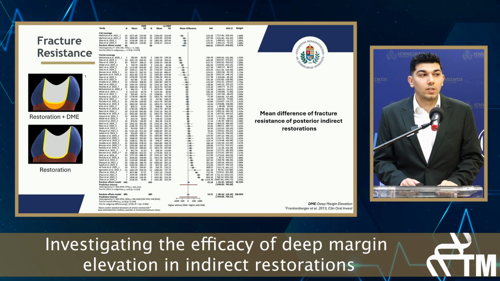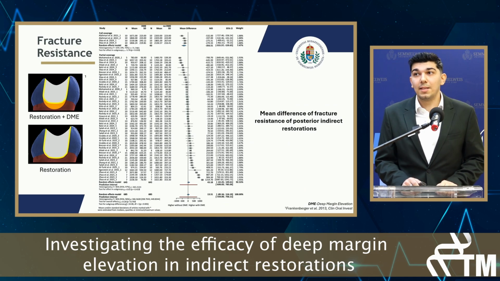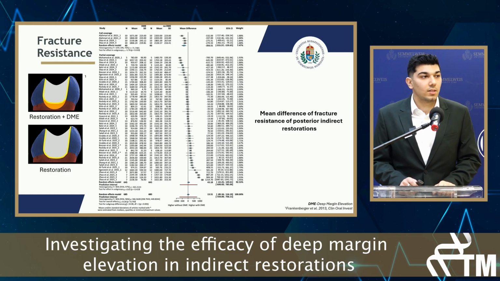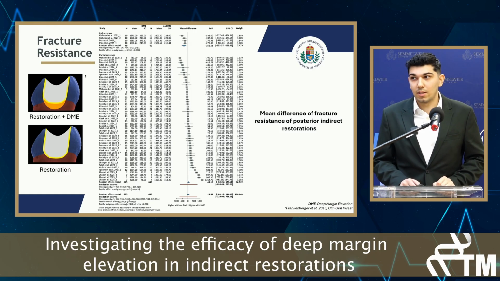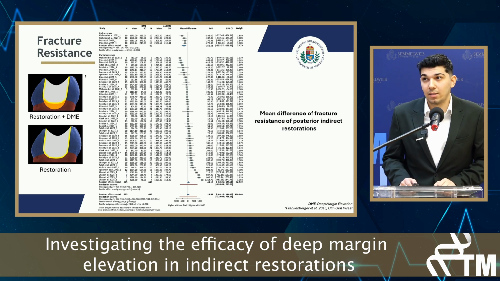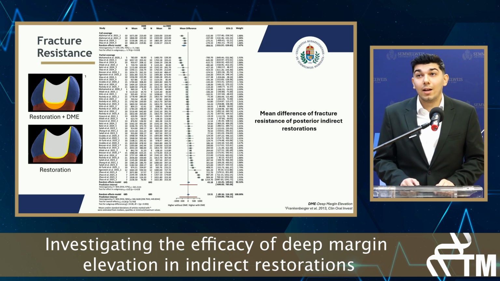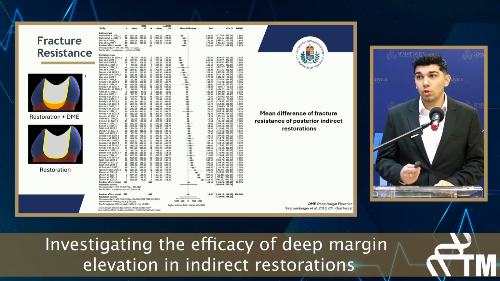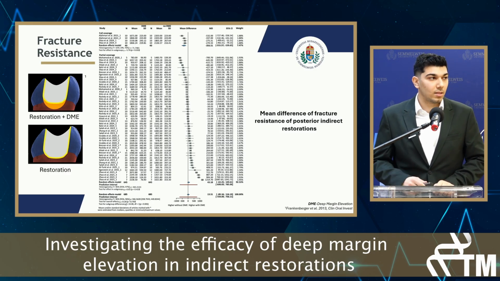This is a preliminary forest plot regarding the fracture resistance of the indirect restorations. It describes the mean difference of fracture resistance of posterior indirect restorations with versus without deep margin elevation. Fracture resistance is measured in newtons, and the higher the fracture resistance, the more the load-bearing capacity of the restoration. Fracture resistance is of utmost clinical importance since this is one of the leading causes of the failing of the indirect restorations, and it's important that restorations have at least 1,000 newtons of fracture resistance in order to be able to withstand the masticatory load even in the heaviest bruxism cases.